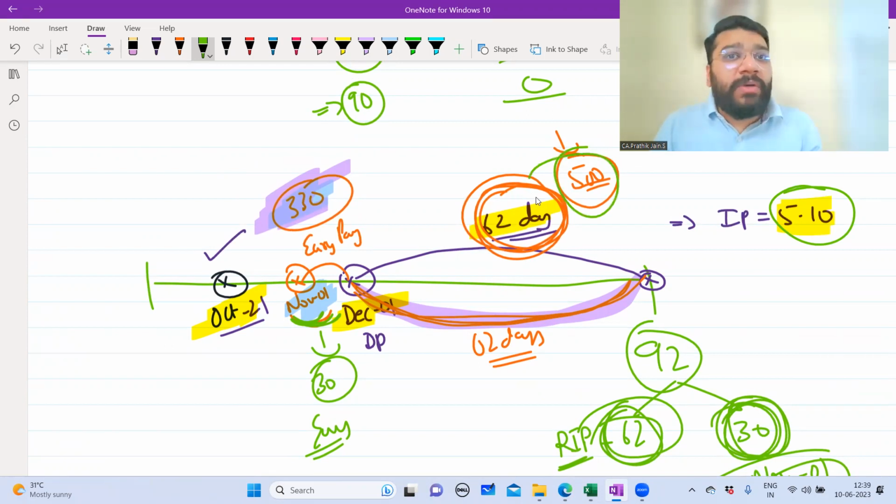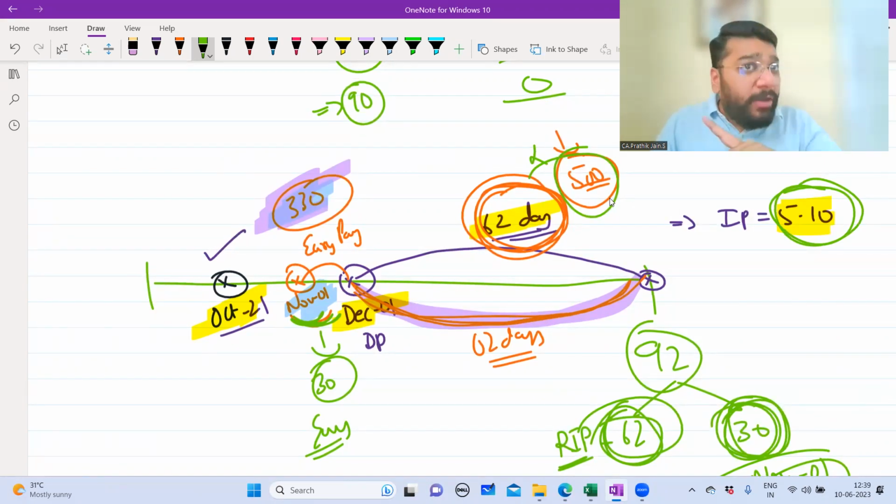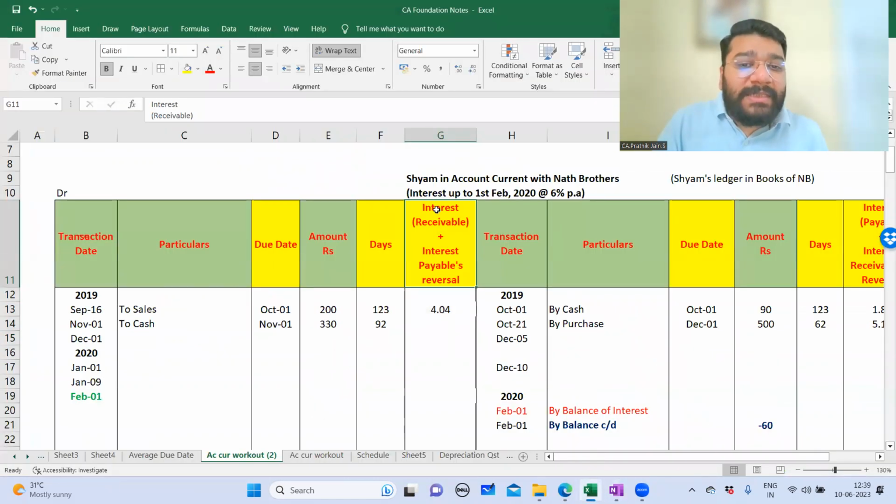Till 1st Feb this 500 rupees will not come. You calculated this 5.10 presuming that till 1st Feb the money will not come. Did the money not come? It came, no? 330 rupees came. So to that extent, should I not reverse my interest? So that 62 is nothing but interest payable reversal, which is the second component.